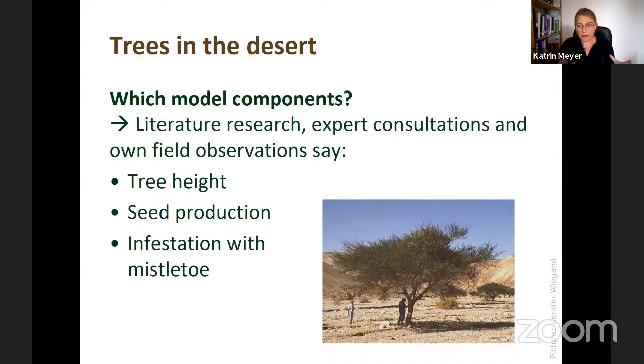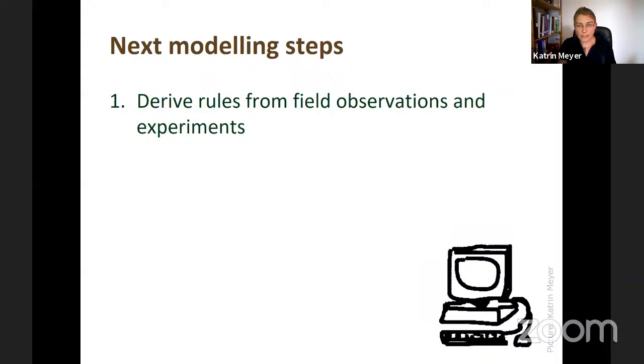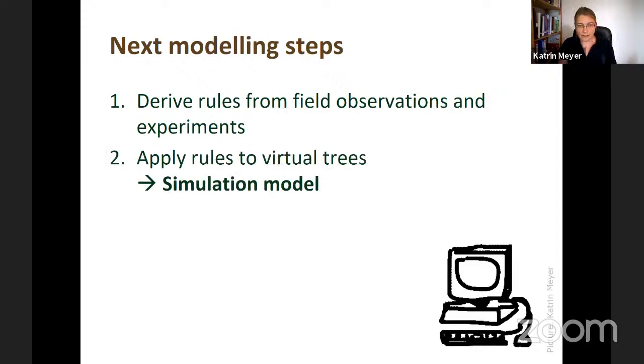And of course, there were other processes in the model like germination, survival, and so on. But these three had to be in there. That's what the literature said. So what's the next step? The next modeling steps were to derive rules from field observations and experiments. And these rules are then applied to virtual trees to give us the simulation model.